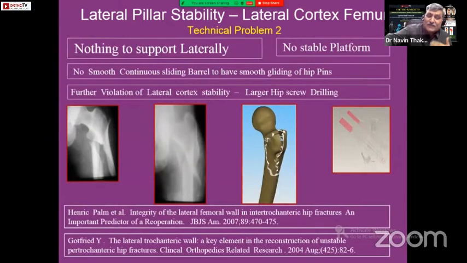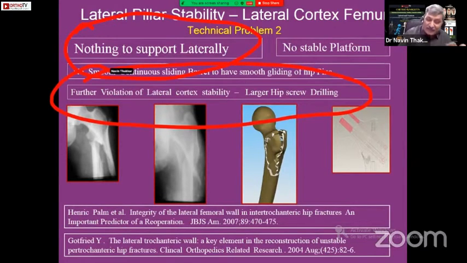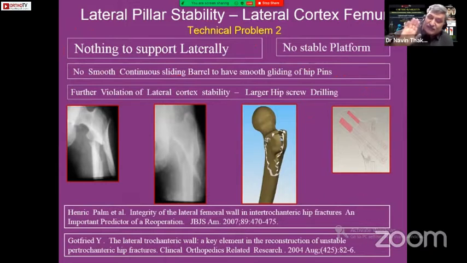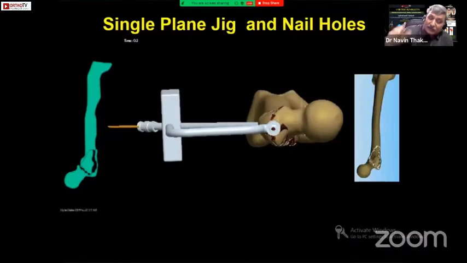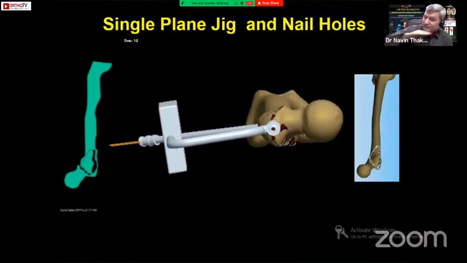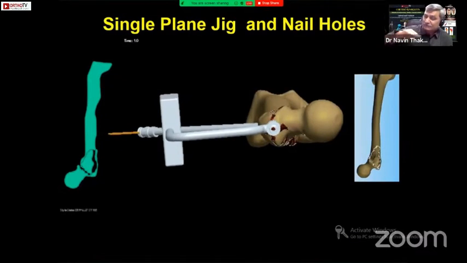That is the issue. There is nothing to support laterally. And further violation we are doing with the large screws. As Gottfried had already said, we should not violate the lateral wall. That's why he reduced the size of the screw and provided the barrel for smooth sliding. And he supported the trochanter with an extension of his plate. That was his first design. Another area is our jig. The jig is a single plane jig with all the PFN.